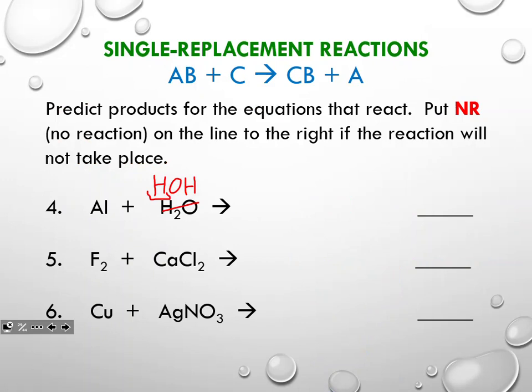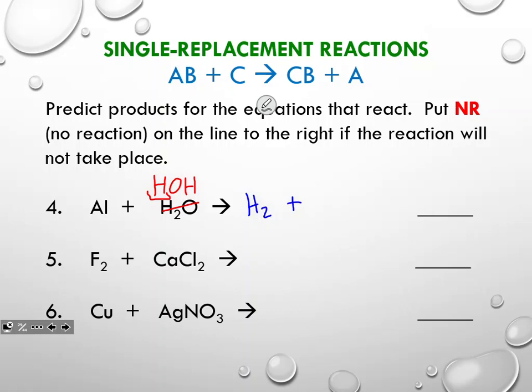Now, after looking at what can replace what, I look at my activity series. Is aluminum higher than hydrogen on the activity series? Yes, it is. Good. Since it's higher, it's more reactive, it will take its place. So that means hydrogen is going to form the other element, and since hydrogen's diatomic, I have to write it as H2. Now for the other product, I have to look at the oxidation numbers and figure out how the ionic compound is going to form in what formula unit ratio.